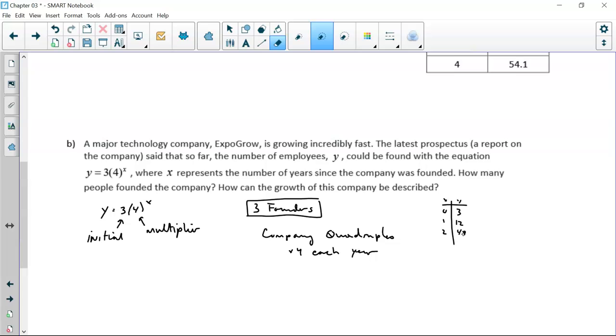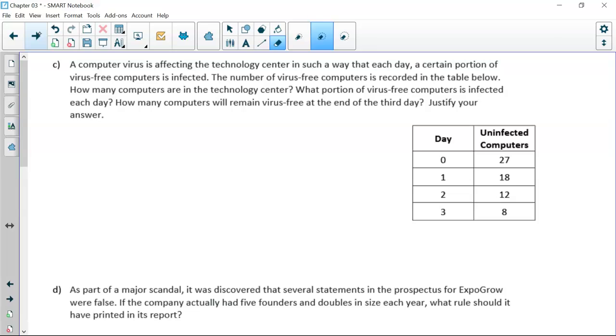Problem C. A virus is infecting these computers. Now you can see we're not subtracting the same number. So it might be an exponential function. So when we look at it, we need to find our multiplier. 27 times b equals 18. Divide both sides by 27. B equals, and I'm just going to reduce this fraction, 2/3.